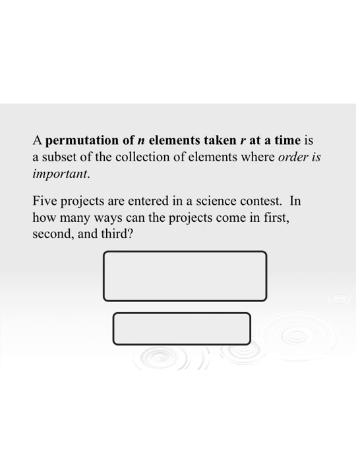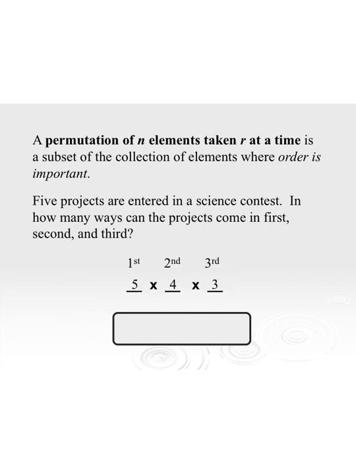Because there are 5 different projects, for your first place prize, we have 5 to choose from. And you can't take that same project and give it second place, so now there's only 4 for your second place prize, and then 3 for your third place prize. By multiplying all of those together, we get our answer of 5 times 4 times 3, or 60 total ways to give out first, second, and third if you had 5 different projects.